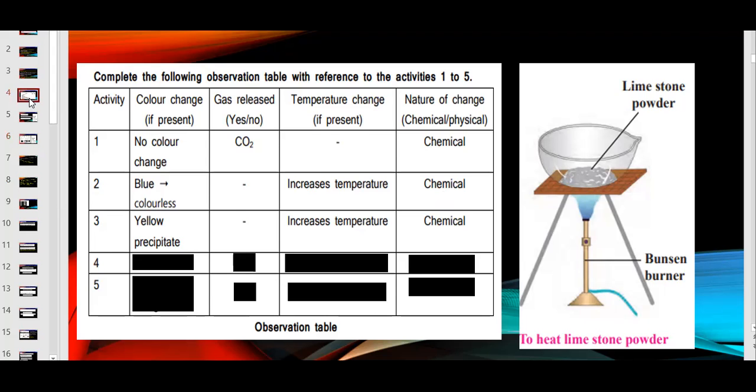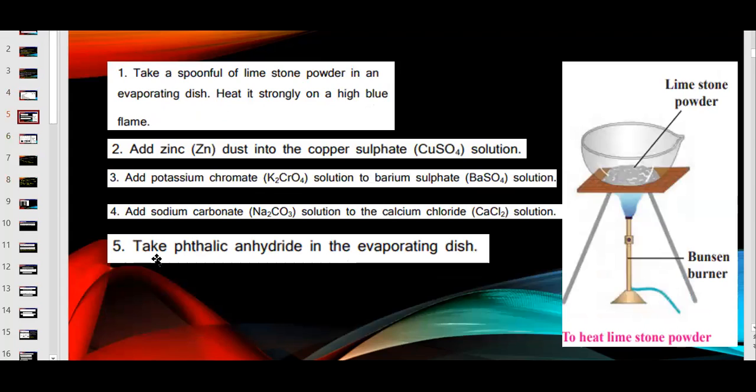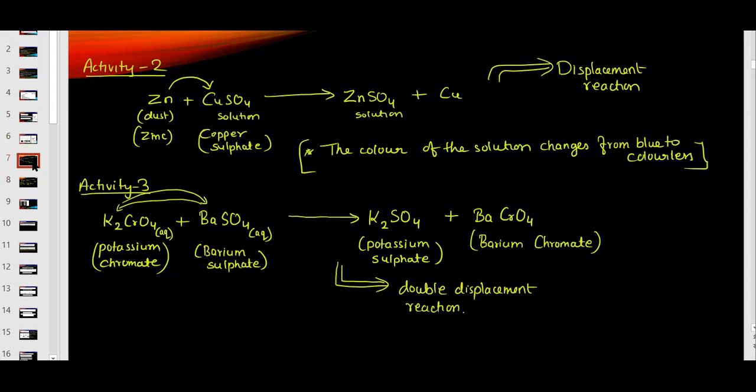Okay, so let's go to the next activity. Next activity is add sodium carbonate solution to the calcium chloride solution. Sodium carbonate, that is Na2CO3, is added to calcium chloride, that is CaCl2. Okay, so I will write the chemical reaction here itself. उसका यहीं पे लिख लेते हैं. There is no space here, so I will write here only.